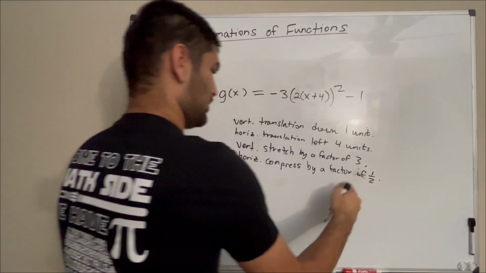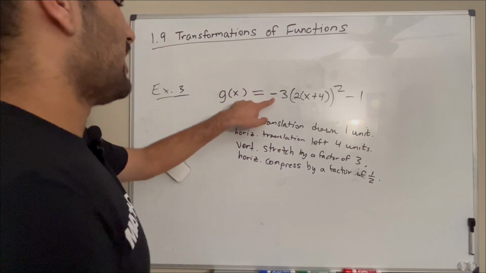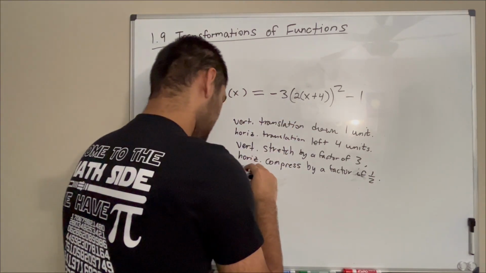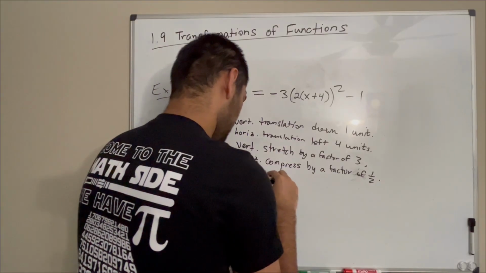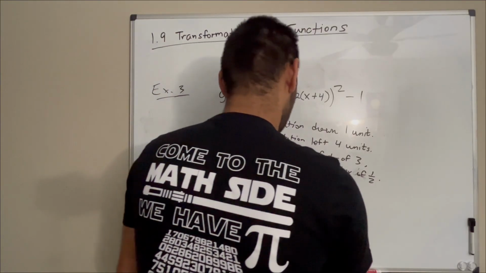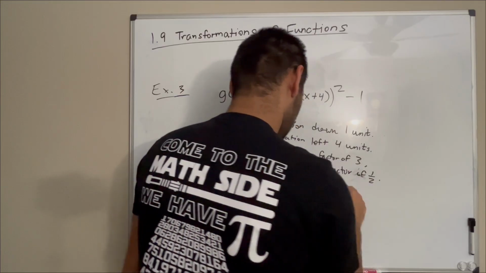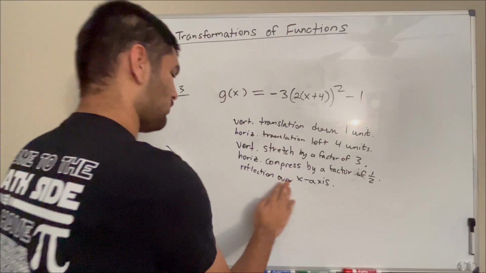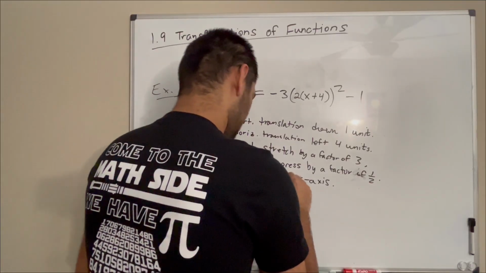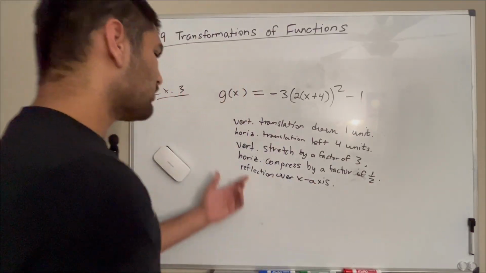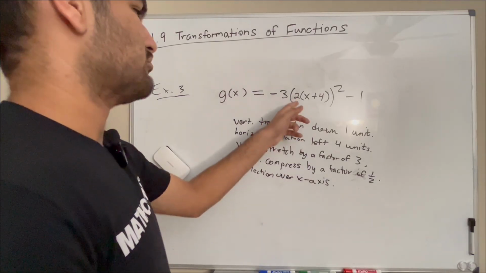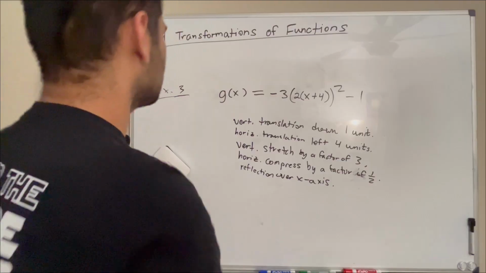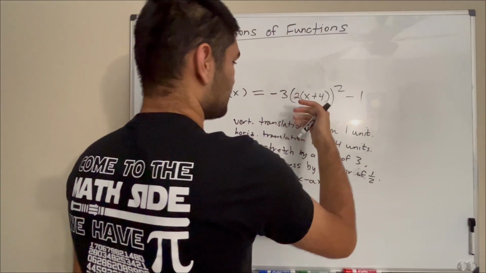All right. And then finally, we have the negative out front. So that's on a, which means we have a reflection over the x-axis. All right. So that's almost all the transformations that a function could have. The only one really missing is a reflection over the y-axis, which would be possible if the 2 was negative.